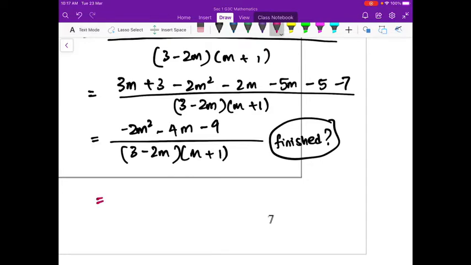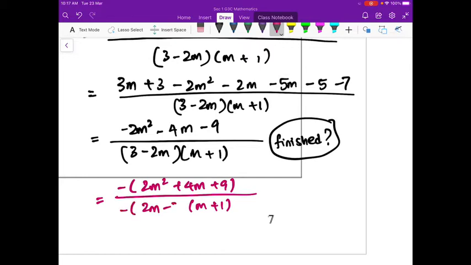Okay. So if you want to factorize out the negative sign, you can do that. So negative 2m squared plus 4m plus 9. Then in the denominator, instead of leaving it as 3 minus 2m, how about I put it as 2m minus 3? You see that? Then in that case, I can actually cancel away the negative one that is factorized out. Okay, so this is an alternative solution.